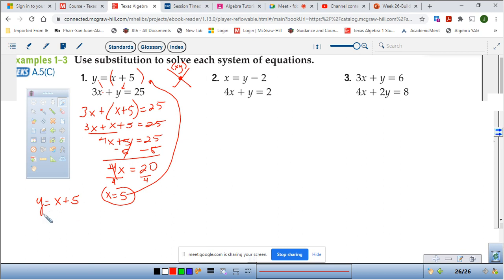Now we're going to have y is equal to 5. You see this? Plus 5, which is y is equal to 10. So my coordinate where they cross is 5, 10.